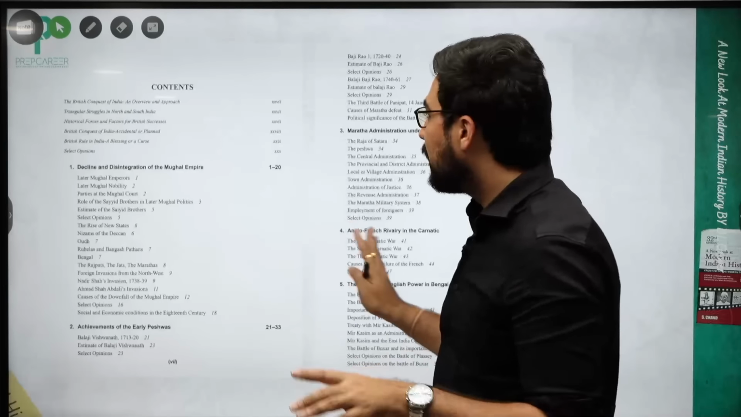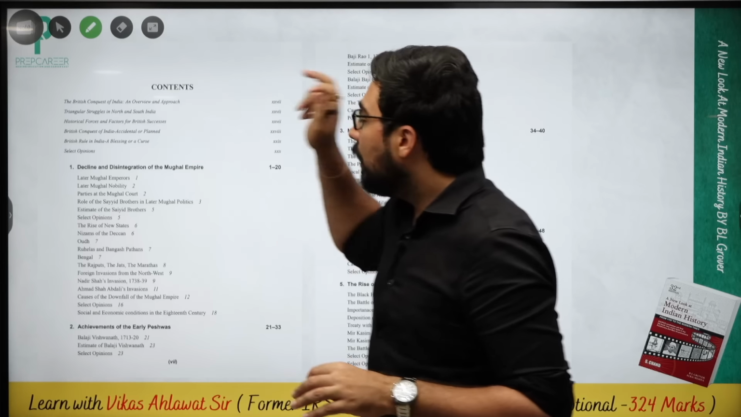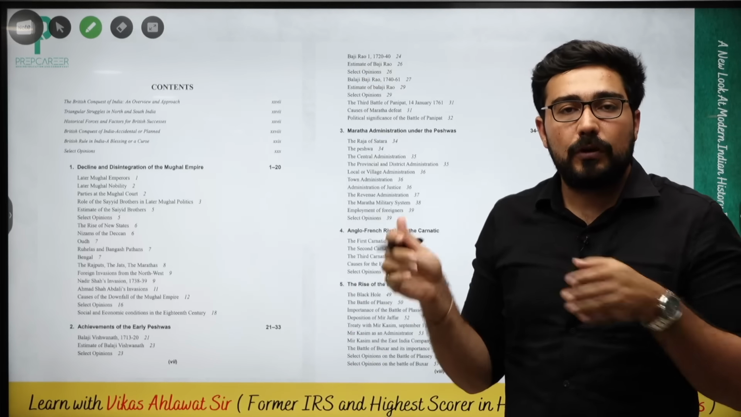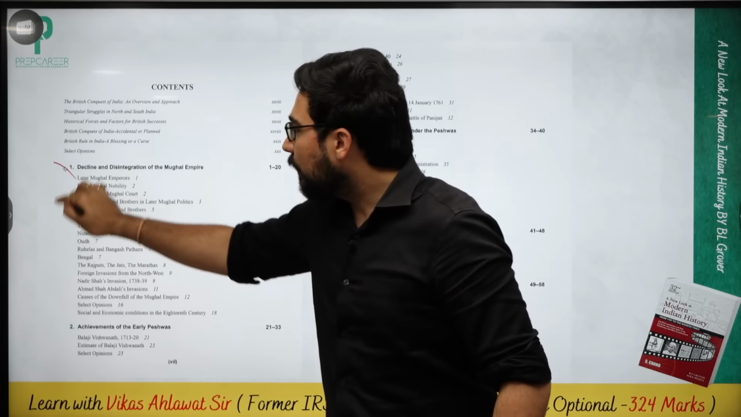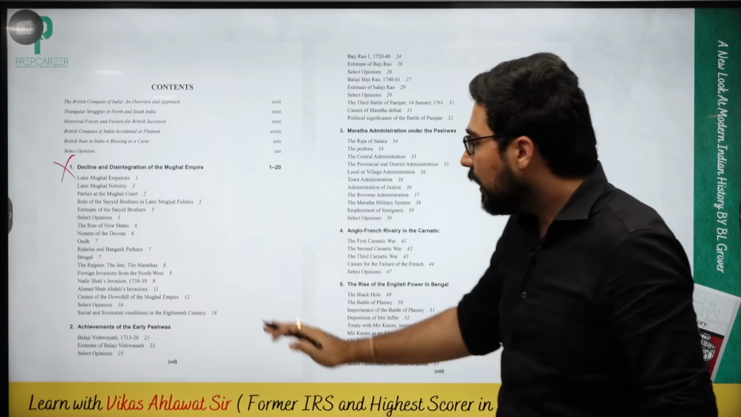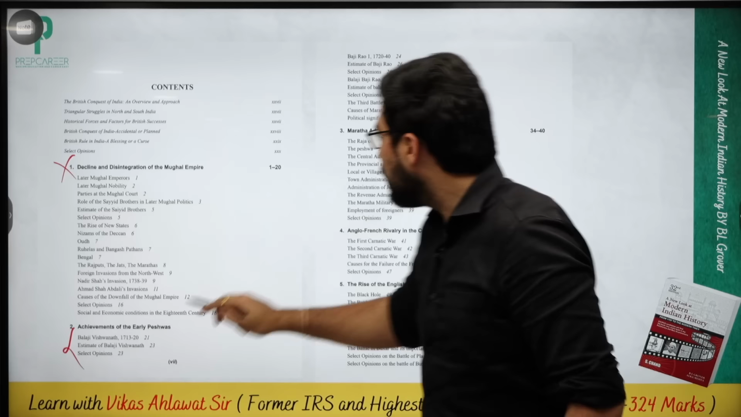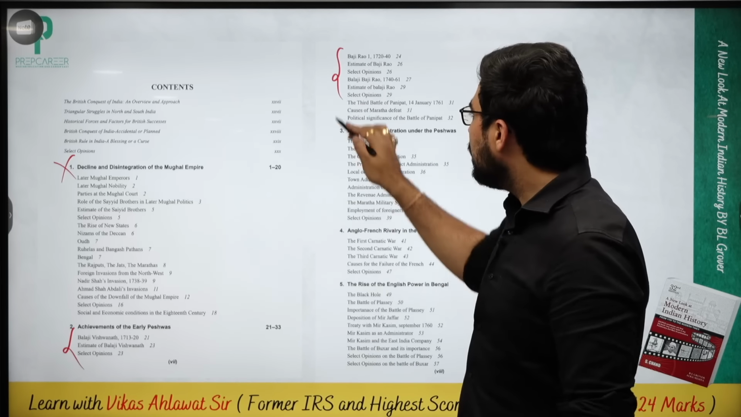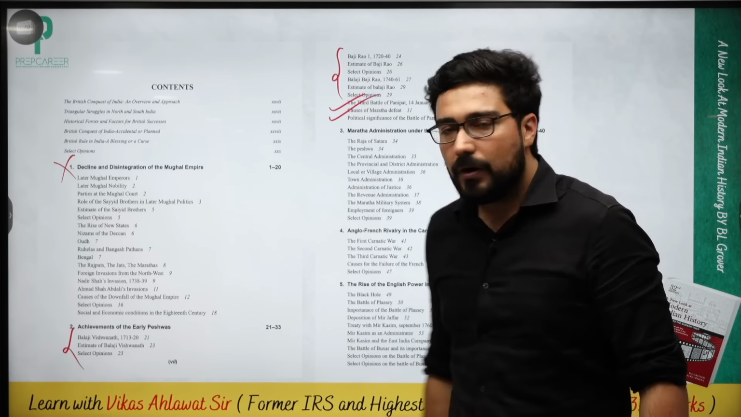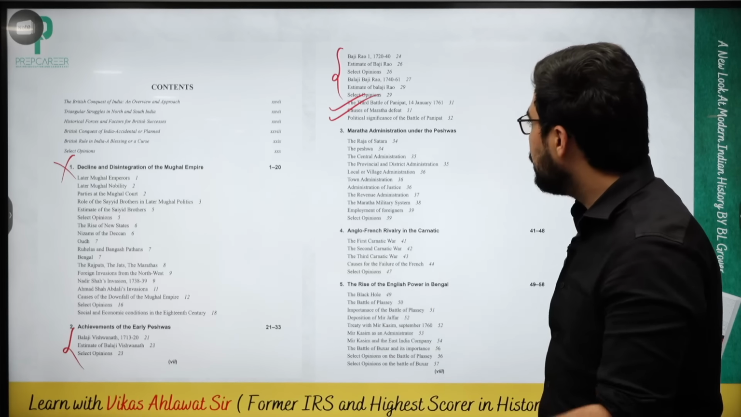If you follow this, you'll thank me later that at least there was no mistake. BL Grover is a very good book for the pre-1857 period. Let us see. The first chapter is not required because we have already done it from the medieval part. Achievements of the early Peshwas: you can just have a basic understanding of the first 2 important Peshwas. Okay, and the important chapter would be the Third Battle of Panipat. So chapter 2 becomes important.